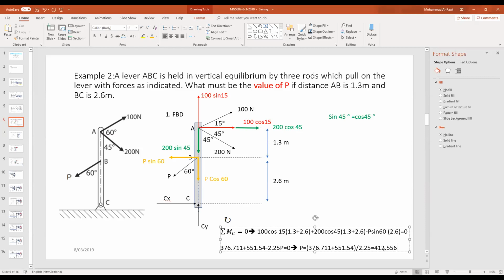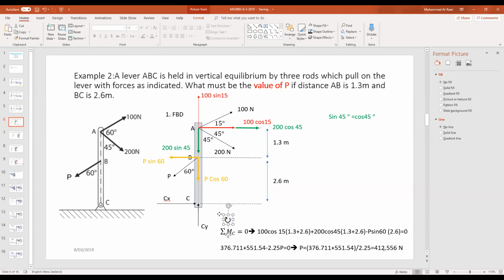Some of you are answering it in different ways. First of all, some of you are saying it's kilonewtons. No, it cannot be kilonewtons because remember the forces are all in newtons. And some of you are answering newton meters. Remember, we're trying to find the force, not the moment. The answer is 412.556 newtons.